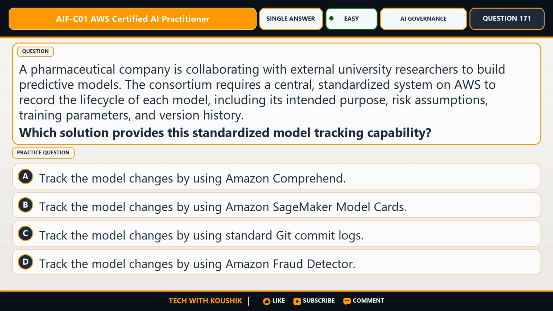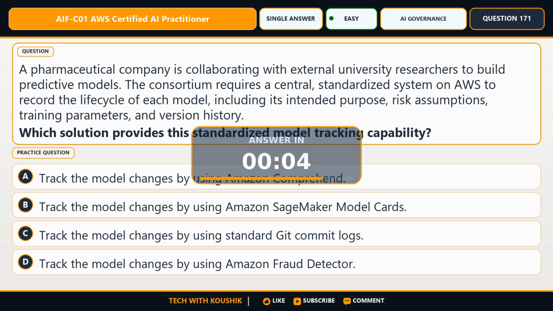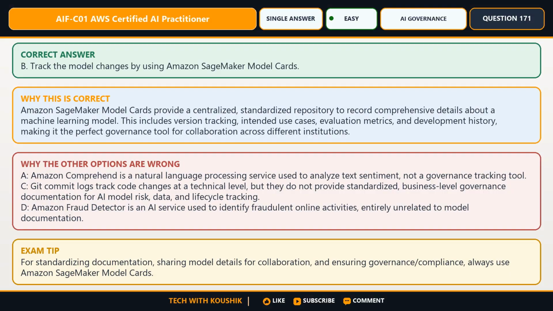Eliminate every option that violates even one requirement. Consider option A. Track the model changes by using Amazon Comprehend. Consider option B. Track the model changes by using Amazon SageMaker model cards. Consider option C. Track the model changes by using standard Git commit logs. Consider option D. Track the model changes by using Amazon Fraud Detector. After elimination, select B. Track the model changes by using Amazon SageMaker model cards.